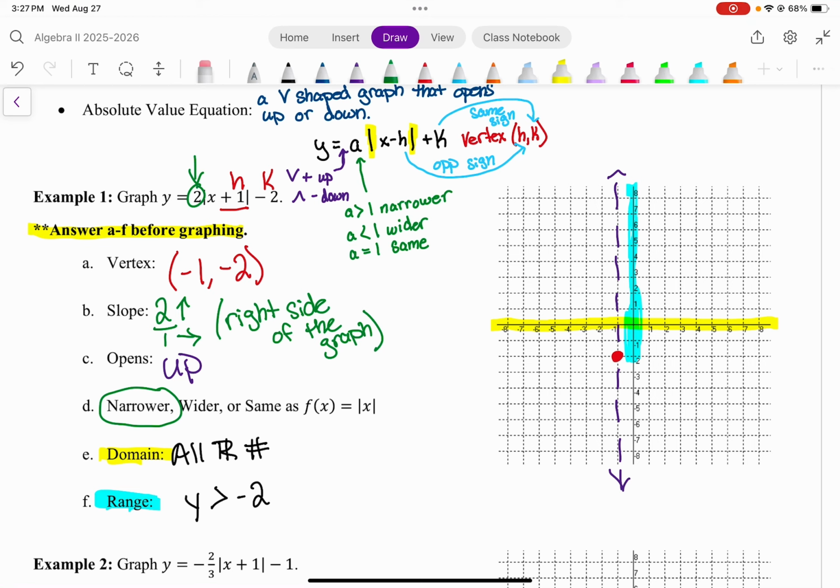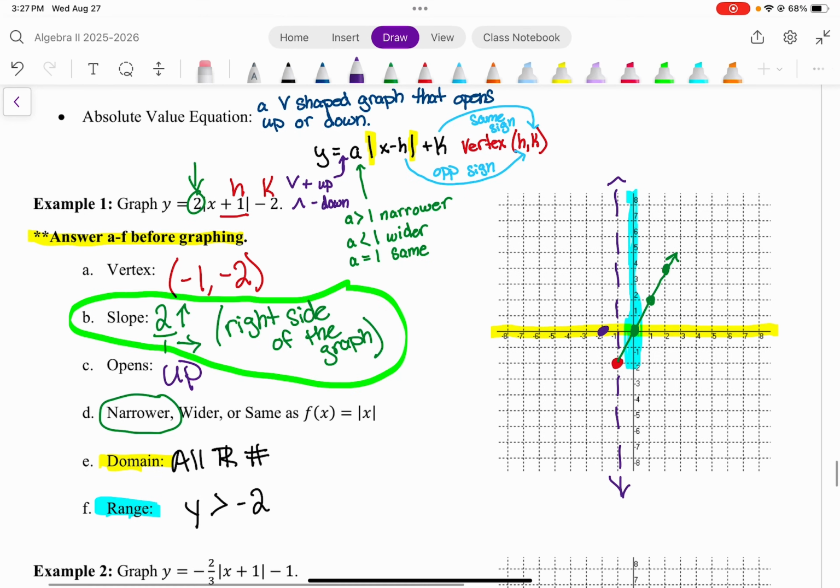So remember I said that this is the slope of the right side of our equation, or the right side of our graph. So on the right side, we're going to have a slope of 2. So we're going to go from our vertex up 2, right 1, up 2, right 1. And that pattern will continue. That is half of our graph. Now it is symmetrical, so we're going to look at how far away each of these points are on the right side and put a reflection of that on the left side.